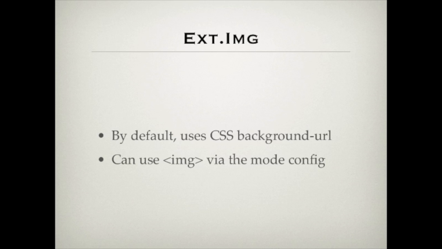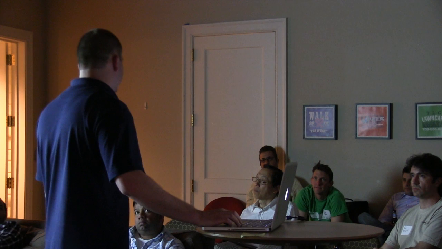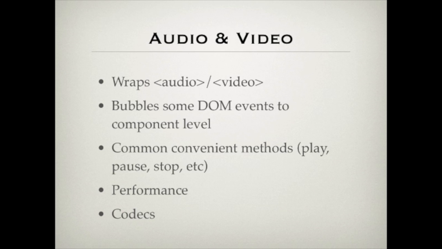Image, I pretty much already said that, got ahead of myself. It is something I see a lot on the forums: why is my image disappearing? Well, it's because you didn't give it a size. With a background URL, if that div doesn't have a size, the image doesn't have a size. And audio and video, like I said, wrap the HTML5 audio and video element tag in the DOM. We do bubble up some of the DOM events, so when you start playing a video, the component level is going to get that play event.